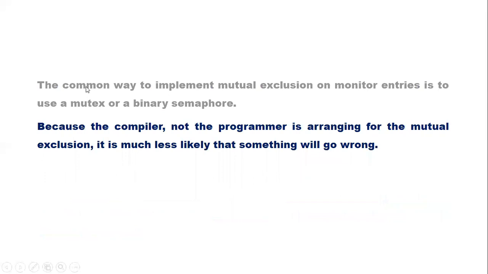The common way to implement mutual exclusion on monitor entries is to use a mutex or binary semaphore. But here, this is implemented by the compiler. Because the compiler is implementing the mutual exclusion, it is much less likely that something will go wrong. But in the case of semaphores, it is implemented by the programmer. So it is more error prone.